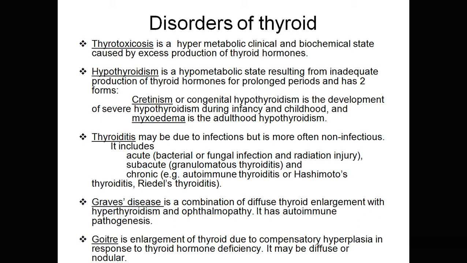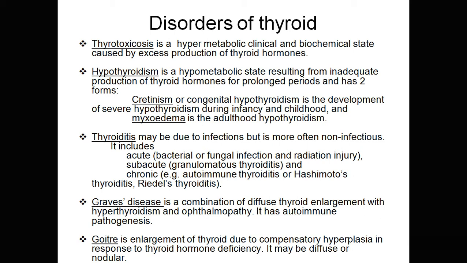Hypothyroidism, as the name suggests, hypo means that there will be decreased T3 and T4 levels. So it is a hypometabolic state resulting from the inadequate production of the thyroid hormones for prolonged periods. It has two forms: one is cretinism and one is myxedema.